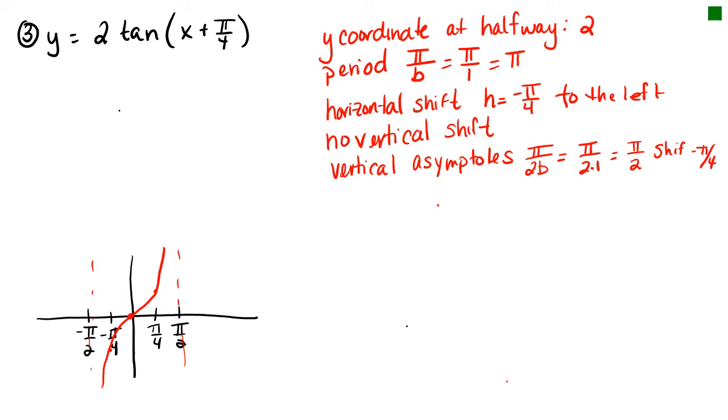So if I shift the whole graph over, instead of my asymptote being at pi halves, it's going to be at pi fourths. I subtracted pi fourths from pi halves. My midpoint is now going to be at 0, and it's going to be up at, what did we say it was? 2. So we're going to go up 2, down 2.